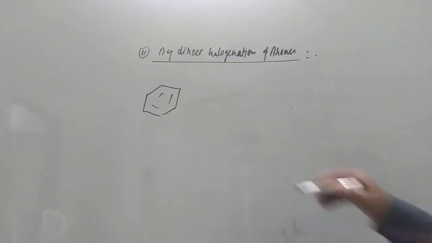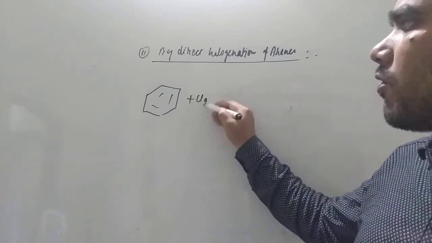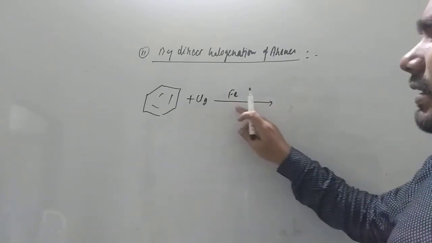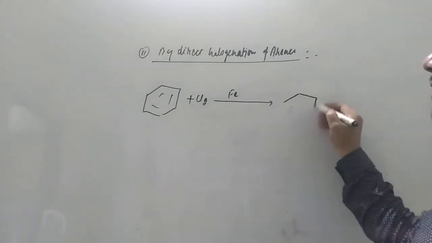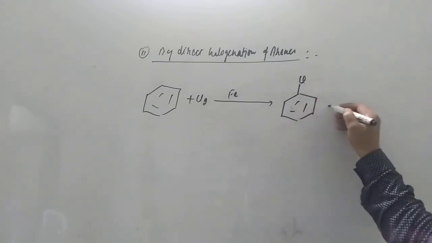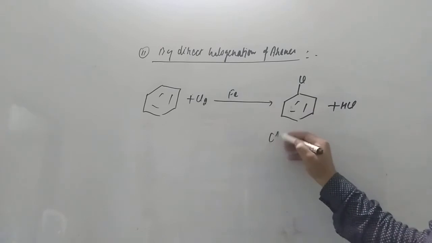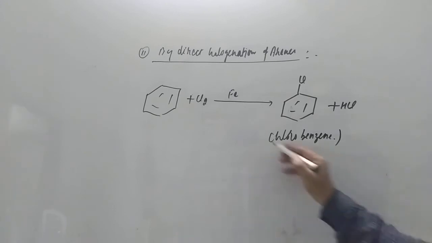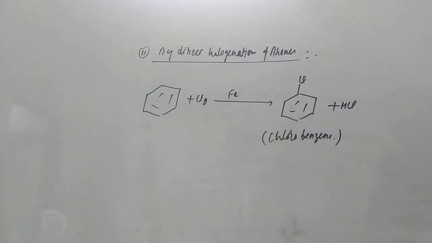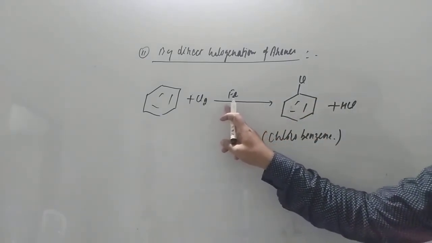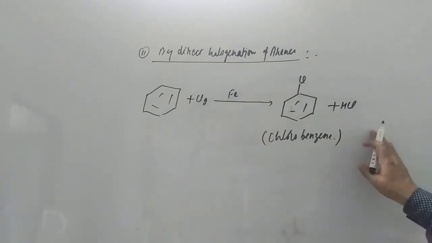For this direct halogenation, take the benzene ring and directly treat it with chlorine, heating with chlorine in the presence of a metal catalyst. Suppose we are taking the Fe catalyst. It will directly add chlorine, and HCl will form, student. This is known as chlorobenzene. So if you want the haloarenes directly, you take scrap Fe metal, treat with chlorine, and you will be able to get chlorobenzene.